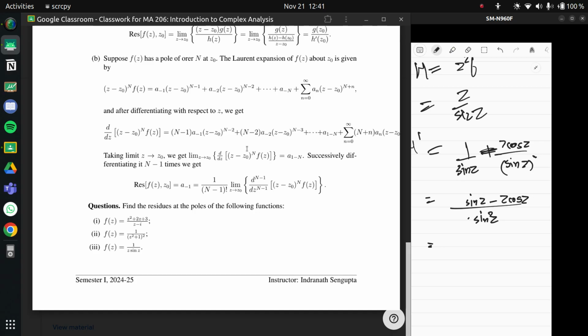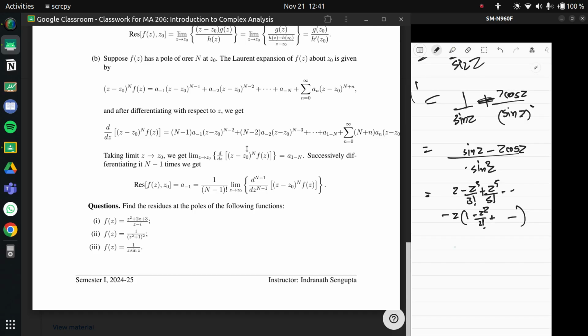It's got z squared over there, sure. It's something like, it starts off with z. So z cubed upon 3 factorial plus z power 5 upon 5 factorial, etc. Minus the cosine series, minus plus factorial, etc. stuff. So you subtract that upon sine squared z.